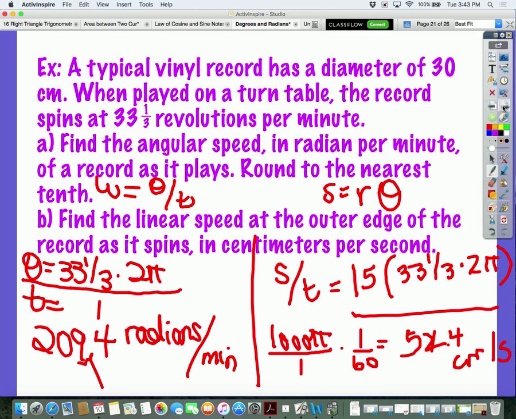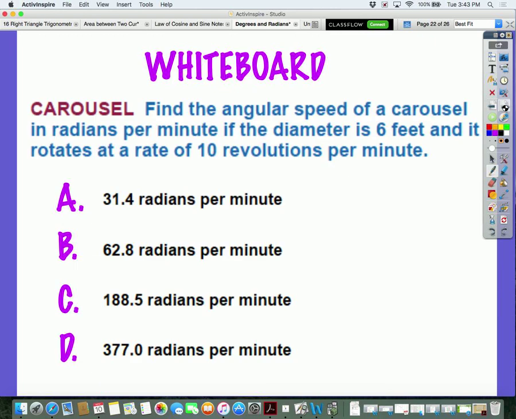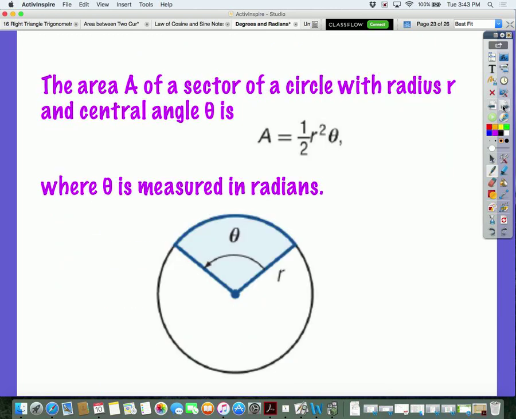Now, to finish up the lesson, the area A of a sector of a circle with the radius r and central angle theta is given by the formula A equals 1/2 r squared theta, where theta is measured in radians and r, of course, is your radius. And it's pretty simple. It's pretty straightforward. Make sure that theta is in radians. Plug it into the formula.